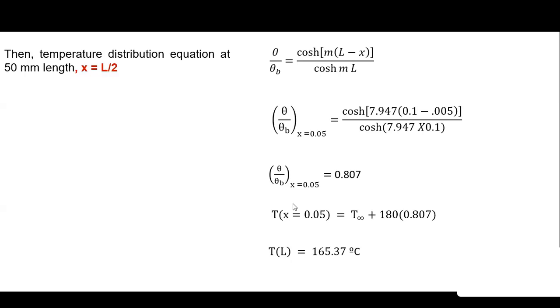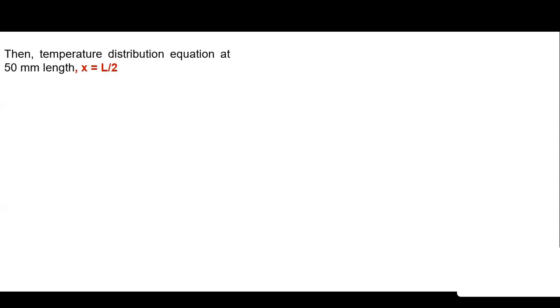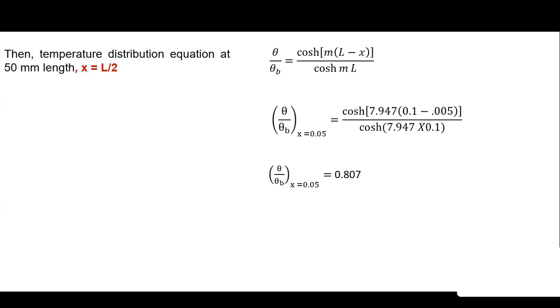I'll just go back to the last slide. I've got temperature at x equal to L as 155 degrees Celsius. Temperature of the base was 200 degrees Celsius. At 100 millimeter it was reduced to 155, and at 50 millimeter it was 165.37. So from 50 to 100 length, the reduction is only 10 degrees Celsius. And in the first 50, the reduction in temperature is from 200 to 165, almost 35 degrees Celsius.